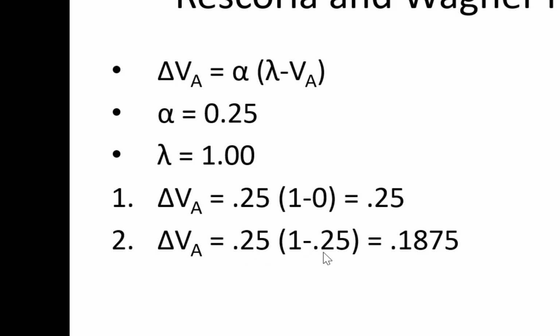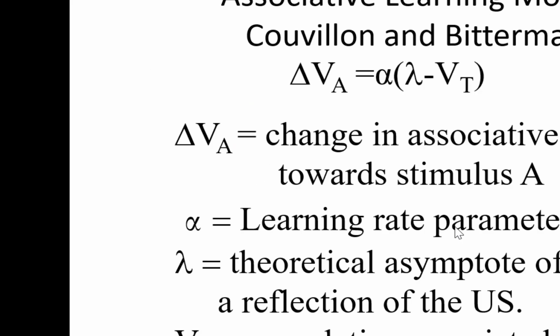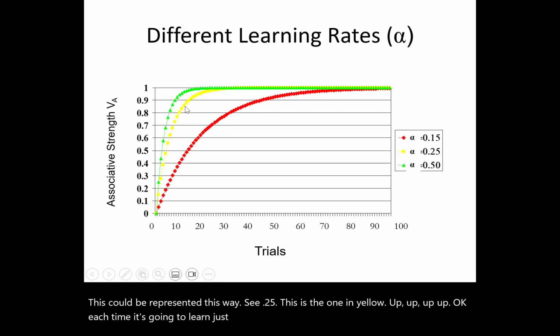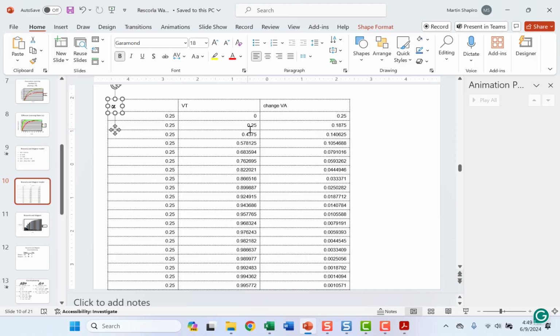0.25 times 1 minus 0.25, which is 0.25 times 0.75 equals 0.1875. You can see that the change is high on the first one and it's a little less on the second one. This can be represented this way, see? 0.25, this is the one in yellow, up, up, up, up, okay? Each time, it's going to learn just a little bit less than it did on the trial before.